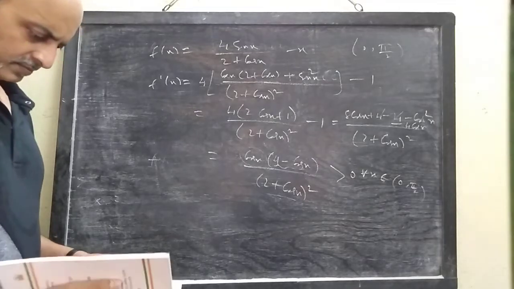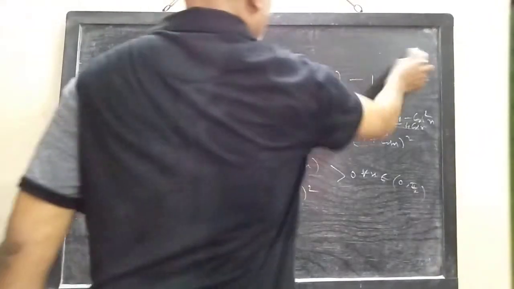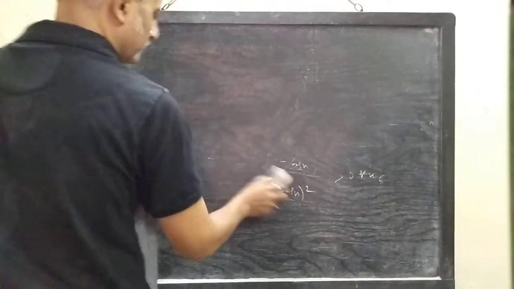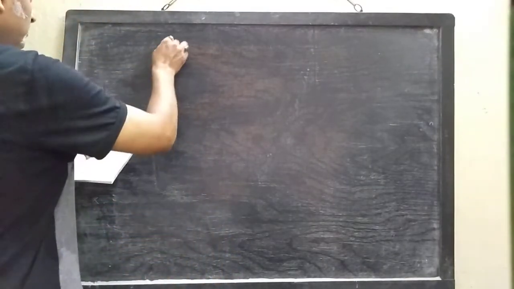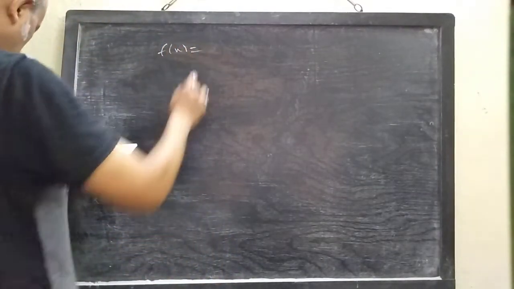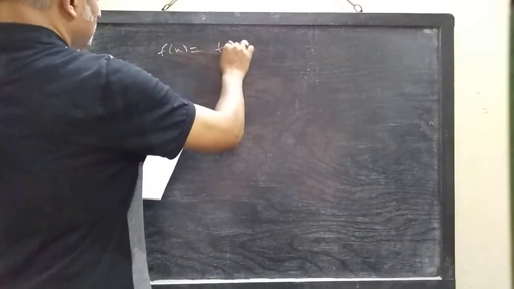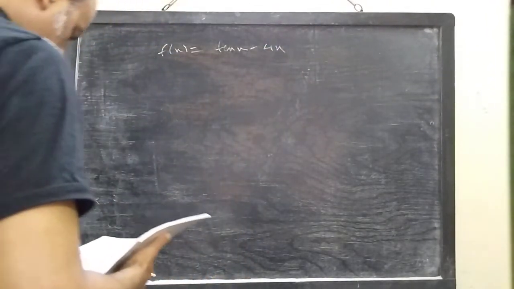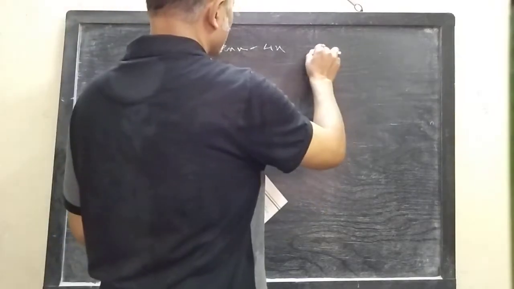Next question. A function f given by f(x) = 10^x - 4^x. You have to show this is strictly decreasing in the open interval minus pi by 3 to pi by 3.